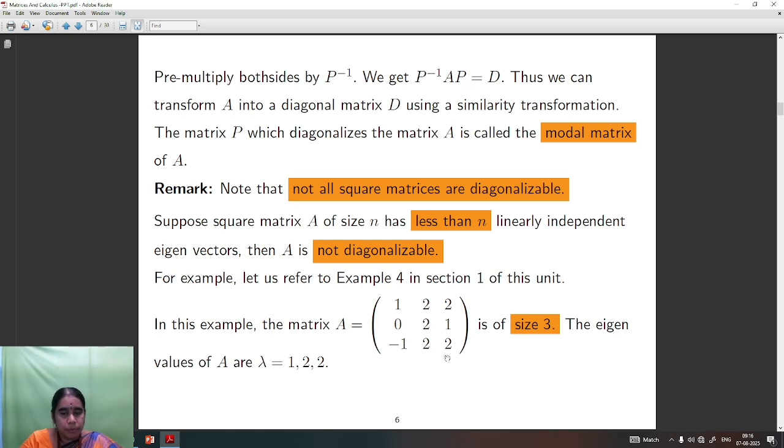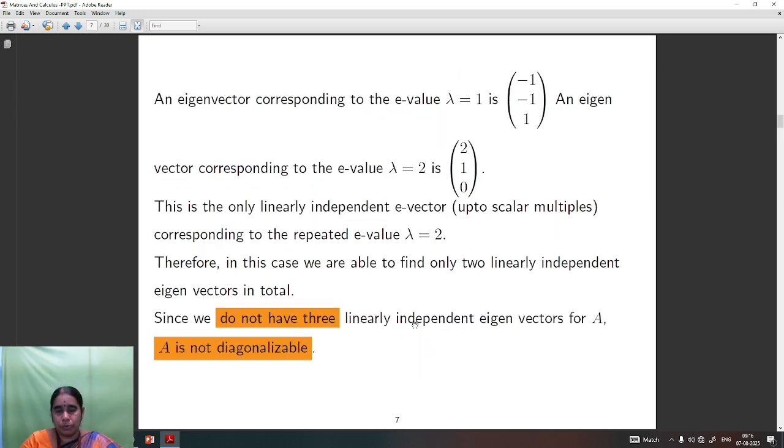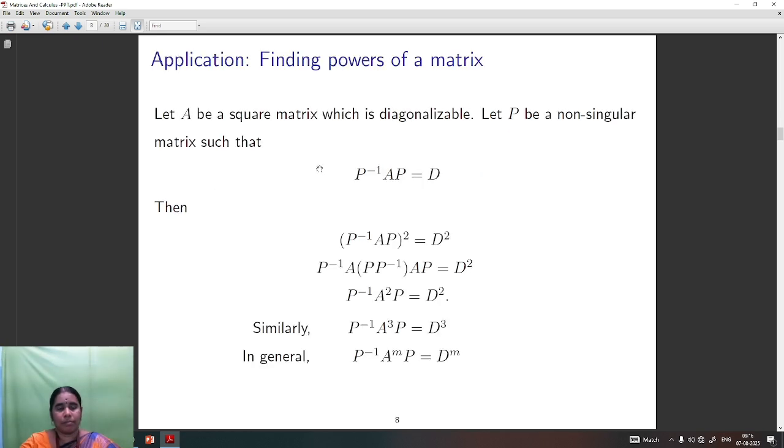The eigenvalues of this given matrix A are 1, 2, 2. Now we have to calculate the eigenvectors for the eigenvalues. For lambda equal to 1, we have the eigenvector as minus 1, 1. And for lambda equal to 2, we have this vector. This is the only linearly independent eigenvector corresponding to the repeated eigenvalue lambda equal to 2. Therefore, in this case, we are able to find only 2 linearly independent eigenvectors in total. Since we do not have 3 linearly independent eigenvectors, the given matrix A cannot be diagonalizable.